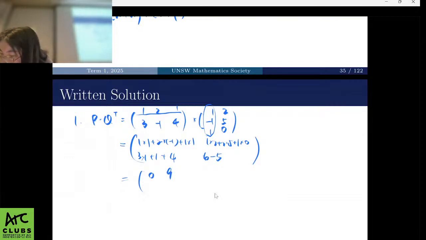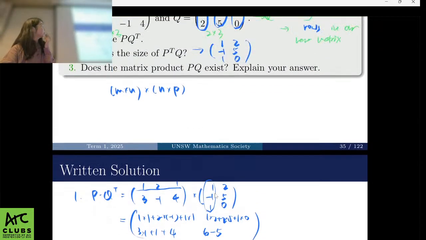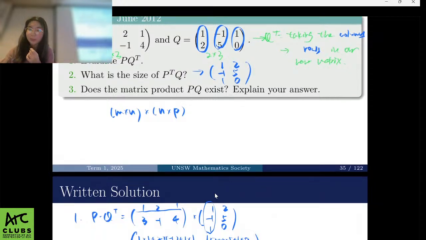Yeah, I'm very bound to make silly mistakes here because it's a bit hard to read right now. Oh, that's actually 12. And then 3 plus 4, that's 8, and that should be 1. So that would be our new matrix product of P multiplied by the transpose of Q. So essentially, this operation is pretty simple. You're really just taking each row in your original matrix and then multiplying that by each column in your new matrix to get to your final product.